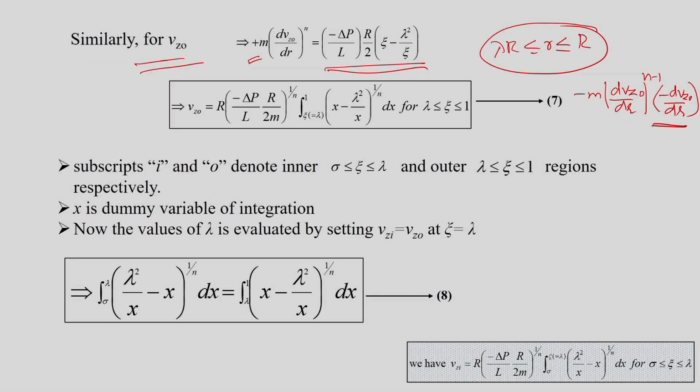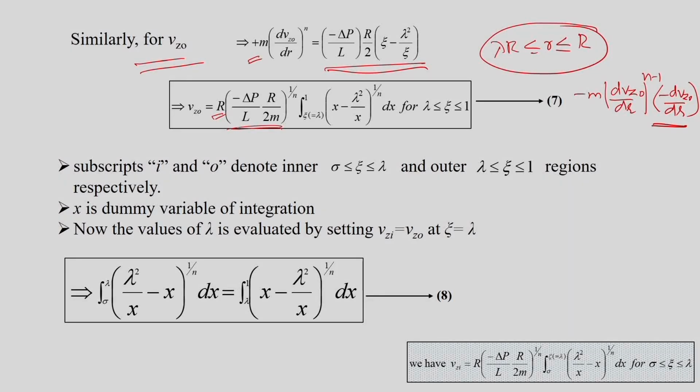Here also do exactly the same thing. You take that m and then power 1 by n to the other side, or multiply both sides by power 1 by m. Then we have Vzo equals minus delta p by L, R by 2m, whole power 1 by n, integral of x minus lambda square by x, whole power 1 by n dx. Here again x is a dummy variable of integration, having a similar form as zeta. So there is an extra R.